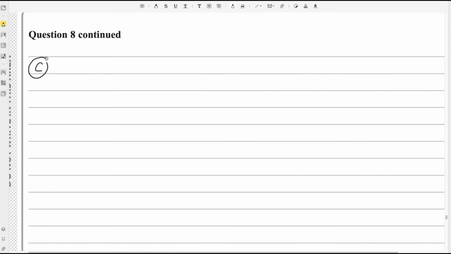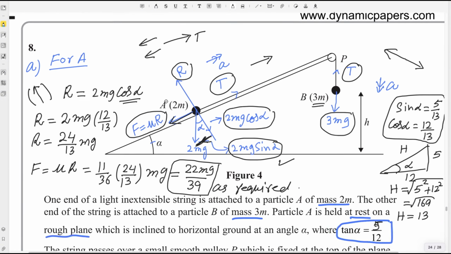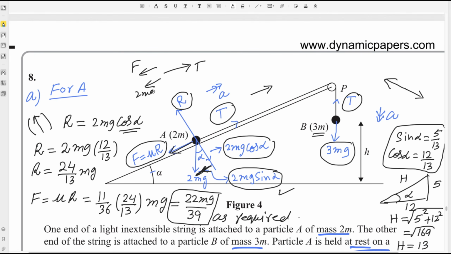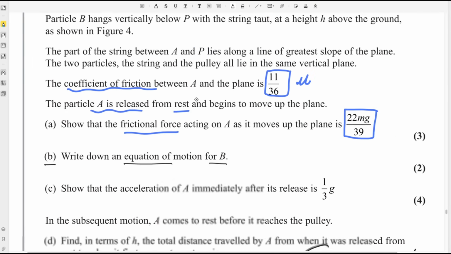Now we are using the net force formula, Newton's second law, for particle A only. Net force formula is ma. Therefore the net force will be equal to T minus the two other components. One is F, the force of friction, minus 2mg sine alpha. And the mass is 2m, therefore we have to use 2m and a here. So one component is T and the other two components are F and 2mg sine alpha. So we will subtract these two components. F we already got in the first part. We got F as 22 mg over 39. So you can use that value here.